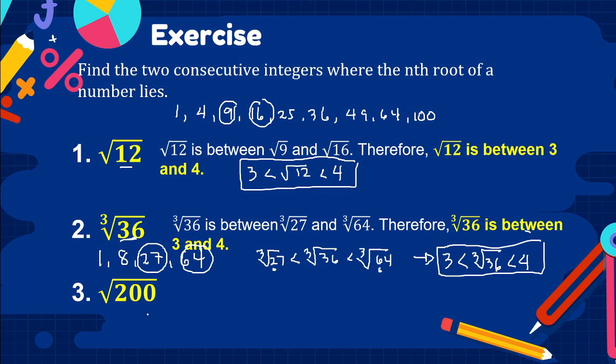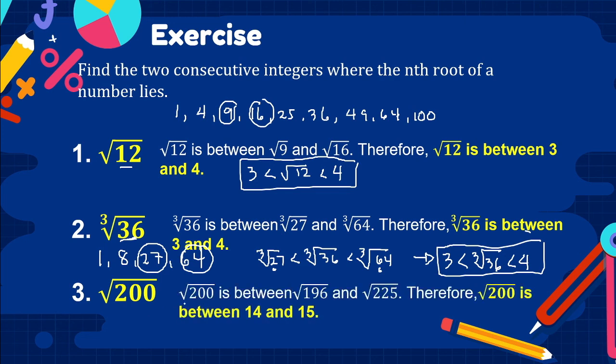Number 3, square root of 200. Okay, so square root of 200 is between square root of 196 and square root of 225. So we have square root of 196, then square root of 200, then square root of 225. Square root of 196 is 14, square root of 225 is 15. So it is in between those two values. So this is the answer.